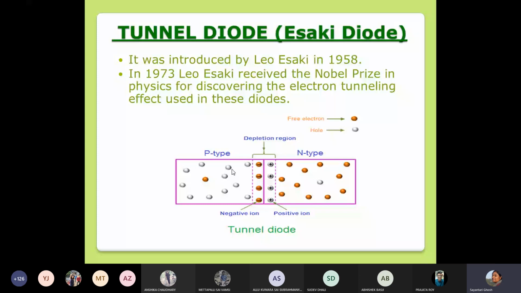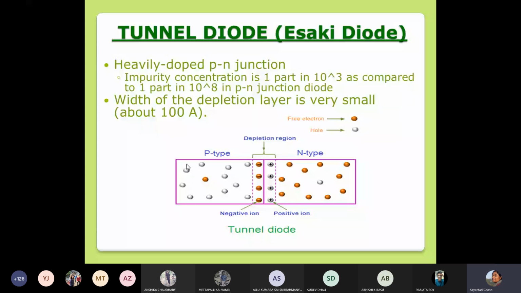So usually I guess you know that the p-n junctions that we make for our diodes, they have this 1 in 10 to the power 8 impurity doping, that for 10 to the power 8 pure atoms, you dope one part of impurity. So here in case of tunnel diode, you will have a p-type and n-type where it is 1 part in 10 to the power 3. Okay, so for only 1000 atoms, you are having one atom of impurity. So that is a huge amount of doping.